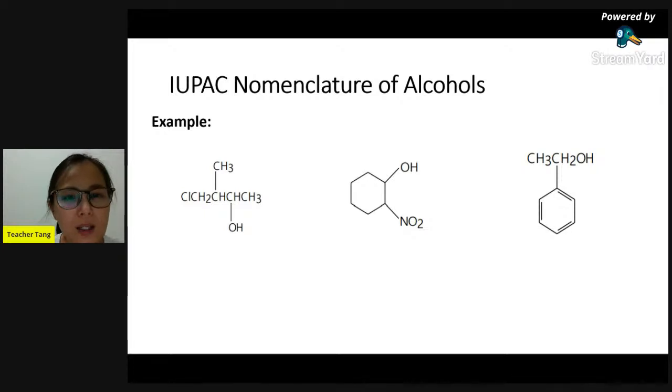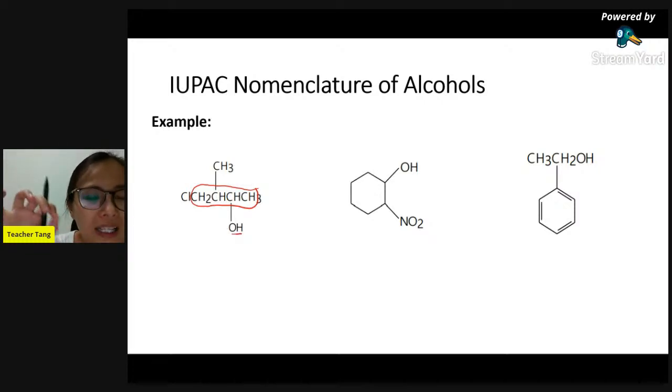So again, to name the alcohol, step number 1, we need to find the longest continuous carbon chain with the hydroxyl group. For the first example, where is the longest continuous carbon chain with the hydroxyl group? Can you see that? It's this one. And then we need to start numbering. We need to number in the way that the carbon the hydroxyl group is attached to has the lowest possible number. So how do we number it? We need to start from the right.